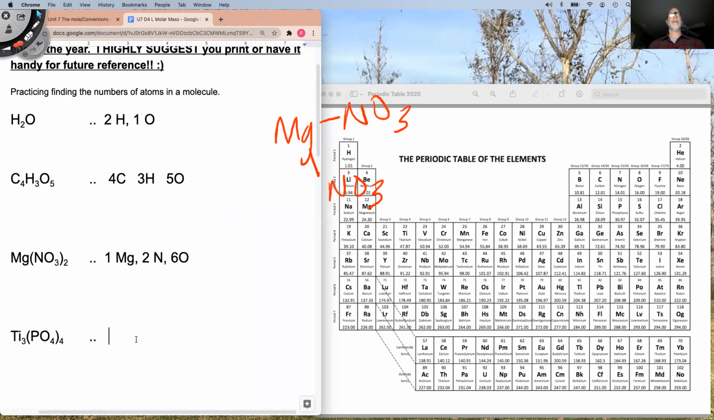So let's take a look down here at the bottom. How many titaniums do we have in this compound? How many titaniums do we have? That's right, we have 3 titaniums. How many phosphorus? That's the letter P. How many phosphorus would we have? Yep, we have 4 phosphorus. That is correct, 4 phosphorus.